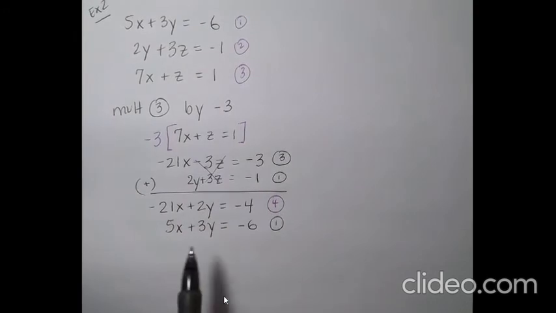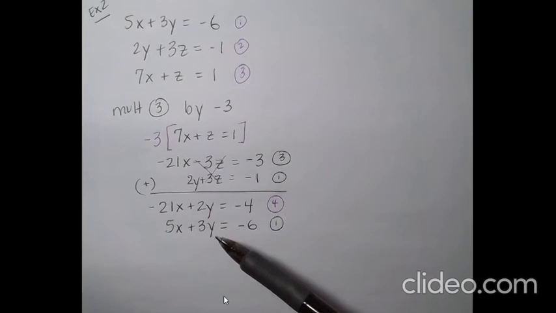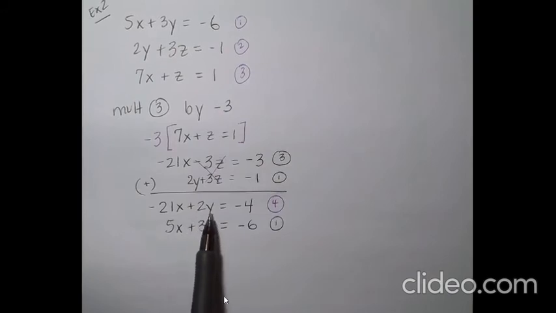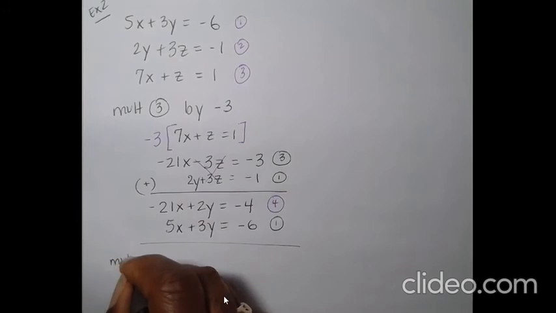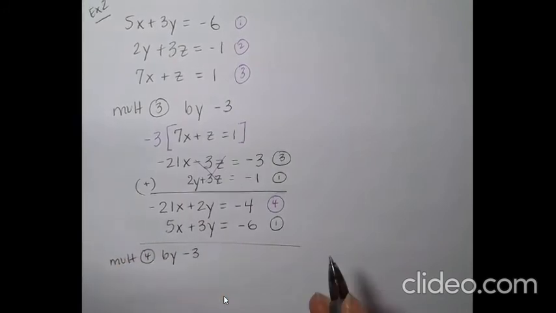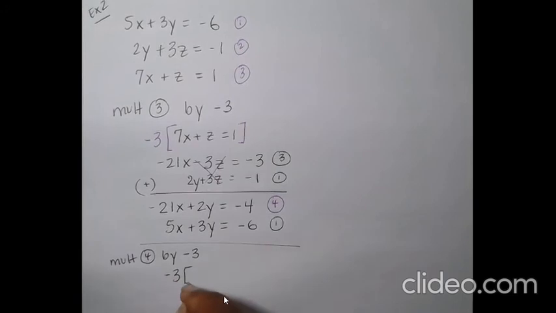We can't do anything with these just yet. We need to either get this into a place where we can substitute or we need to eliminate. So what we're going to do here is it would probably be best if we got the 2y and the 3y into a positive and a -6y. So I'm going to suggest that we multiply equation 4 by -3. Let's do that first.